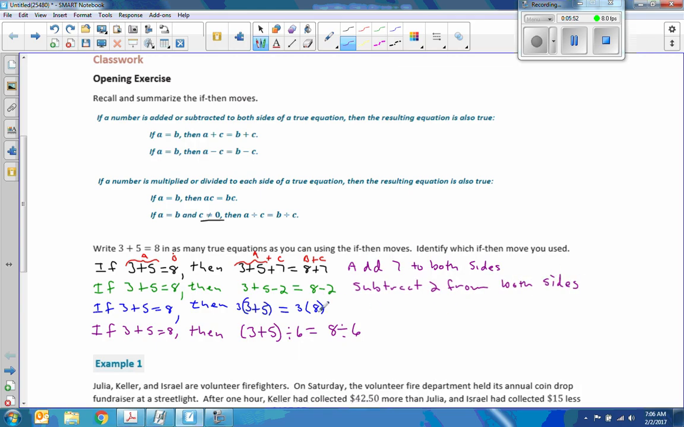Okay, and in this one, we multiplied both sides by 3. And in this one, we divided both sides by 6.